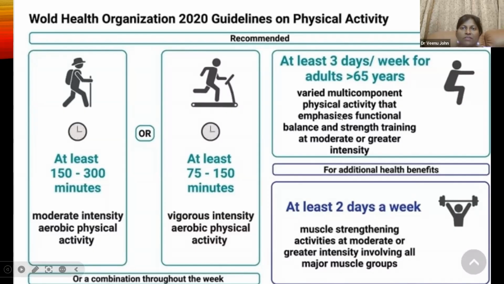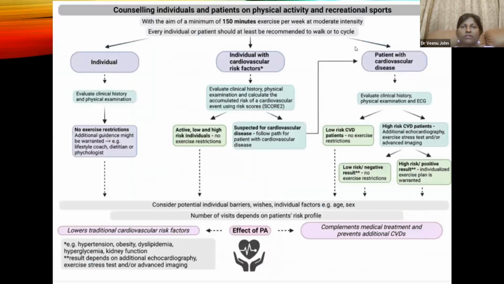For people who are more than 65 years, even 3 days per week of varied multi-component activity, they will need even balance training and other things. So they need at least 3 days per week of activity. If they want additional benefit, some amount of strength training has to be added for 2 days a week. So this is the type of exercise prescription we would minimum give. Based on what the patient wants, then we can grade it whether we want to go higher than this or not. So this is how we go about counseling physical activity and recreational sports for patients.